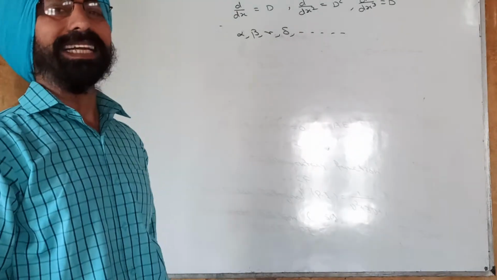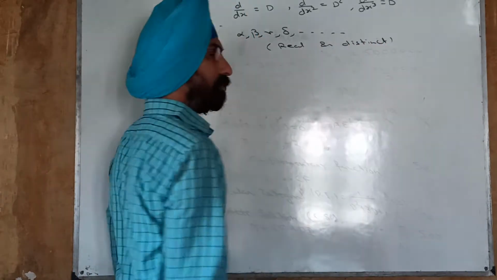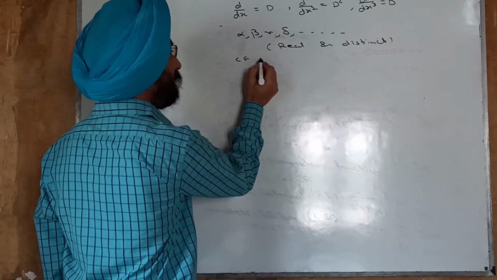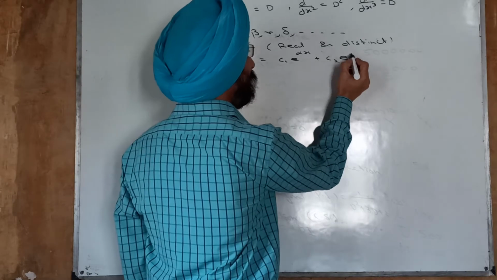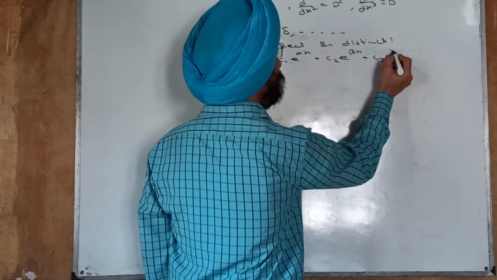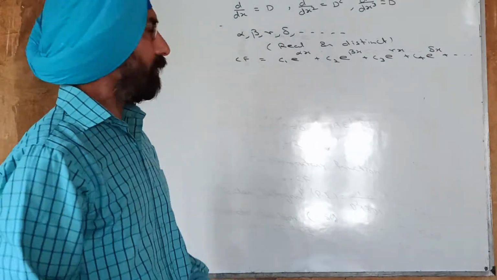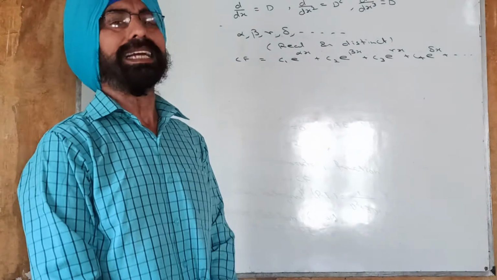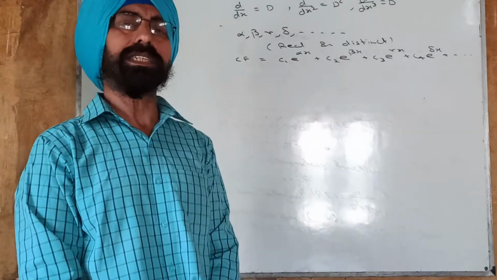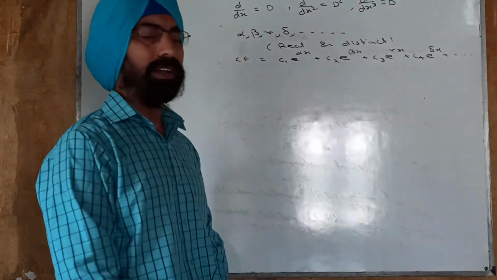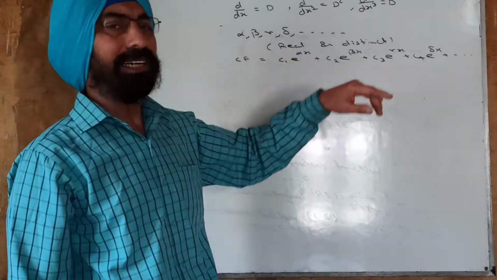If these are all real and distinct, then the complementary function of this differential equation will be C1 e^(αx) + C2 e^(βx) + C3 e^(γx) + C4 e^(δx) and so on, where the coefficients C1, C2, C3 and C4 can be obtained if some boundary conditions are given. Normally, in such differential equations, boundary conditions are not given, so this CF will be in its final form. This is one type, where the roots are real and distinct.